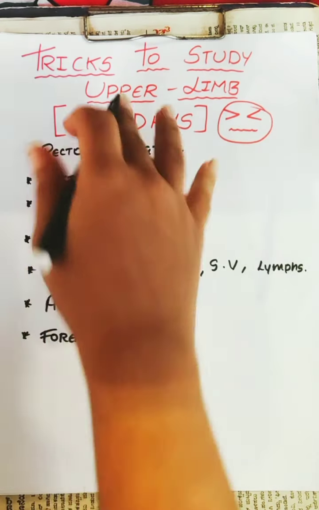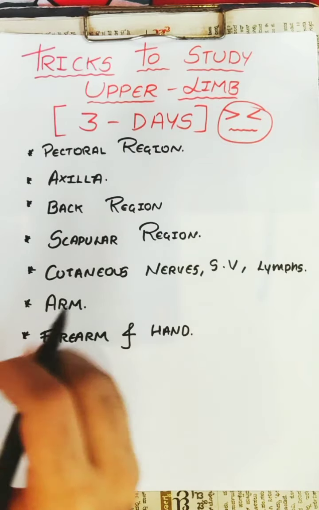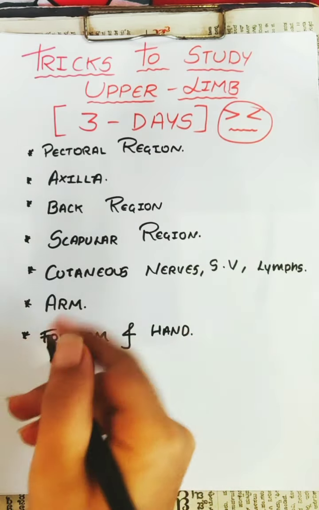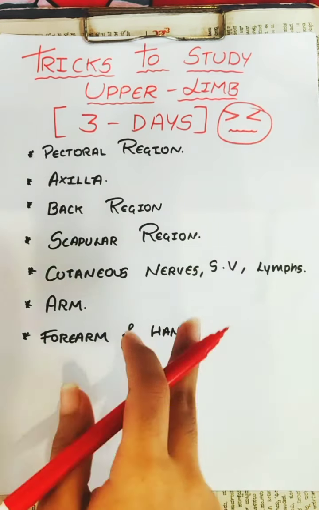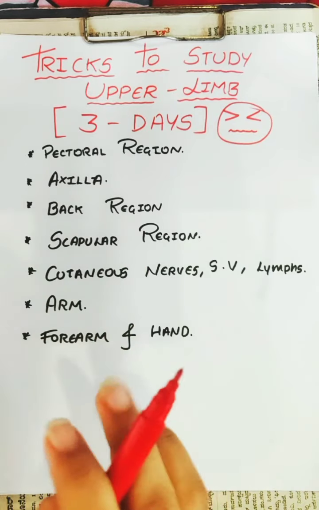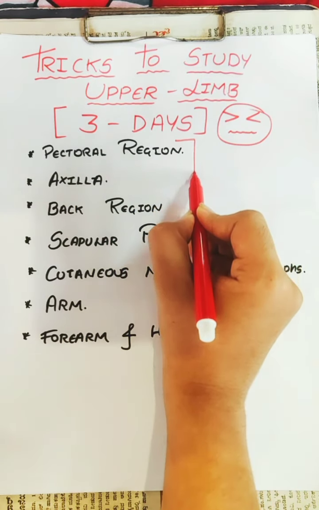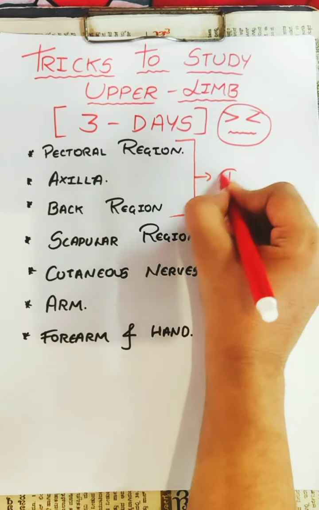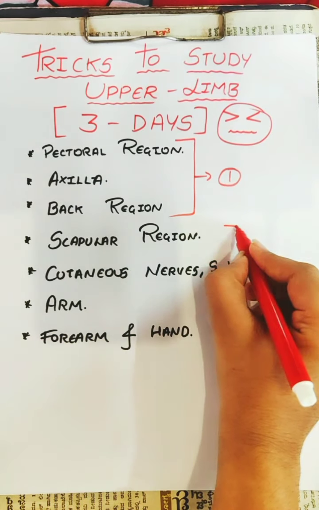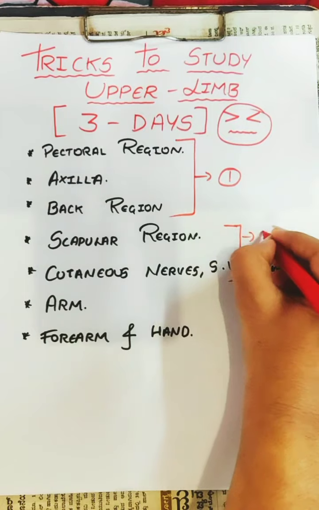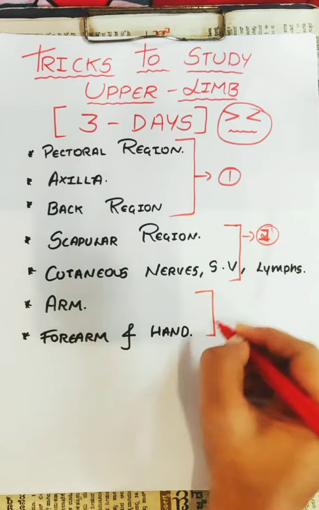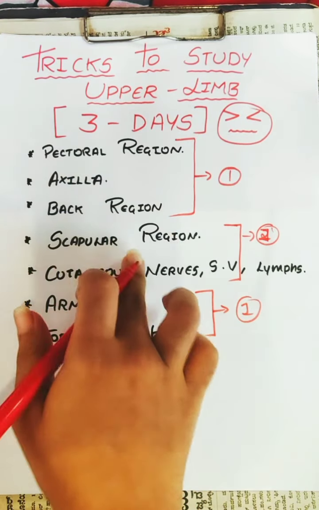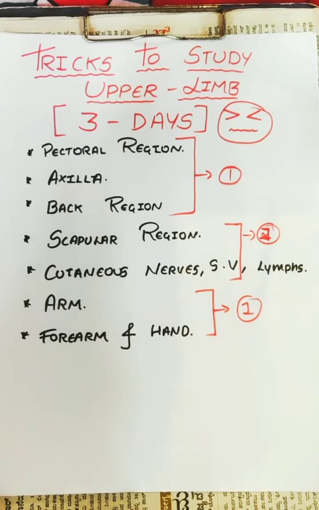I have divided these topics into some videos. So the demand is quite easy. You have to complete the upper limb in 3 days. Pectoral region, axilla and back in 1 day. Scapular region and cutaneous nerves in 1 day. Arm as well as forearm in 1 day. So 1, 2, 3. You can complete the whole upper limb in 3 days, and that is possible.